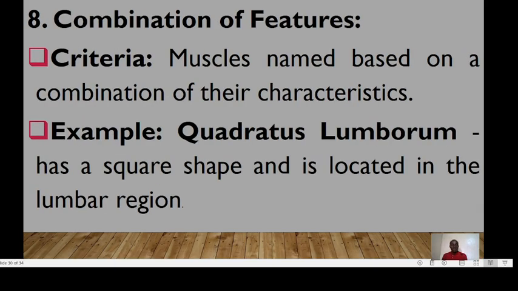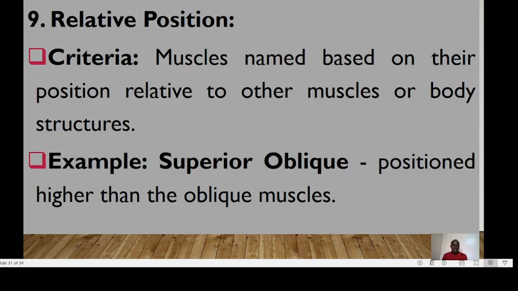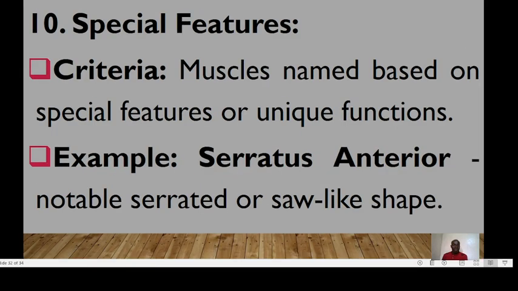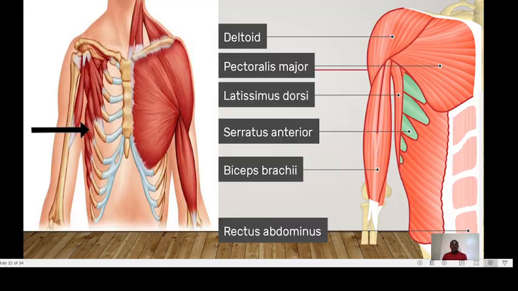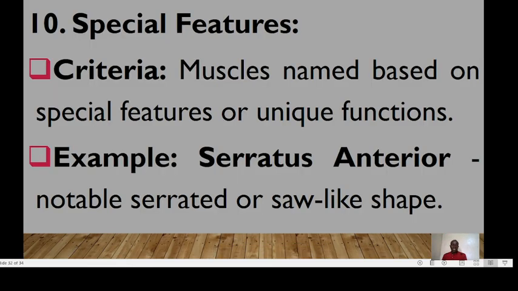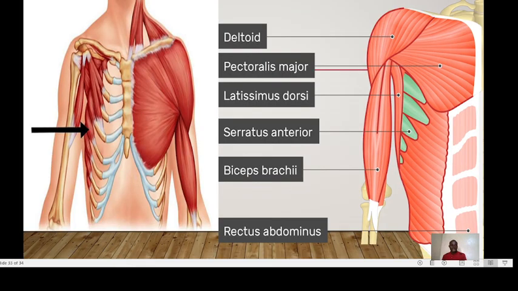We also have the combinations of features where muscles are named based on the combination of their features. We have talked of the quadratus lumborum. Then we have the special features. Muscles are named because of special features or unique features. Like the serratus anterior is named because of the shape. They are saw-like shaped muscles. This is the serratus anterior muscle. You can see how it is shaped. It's forming a saw.